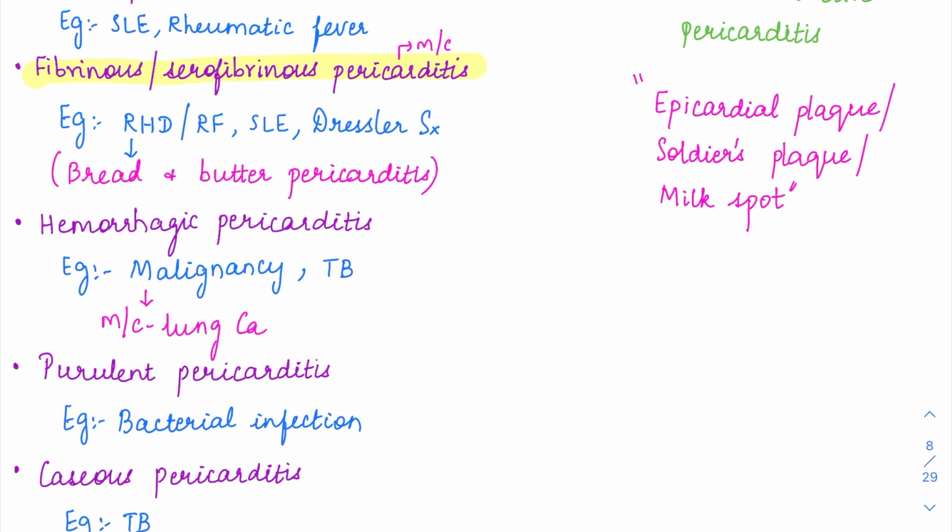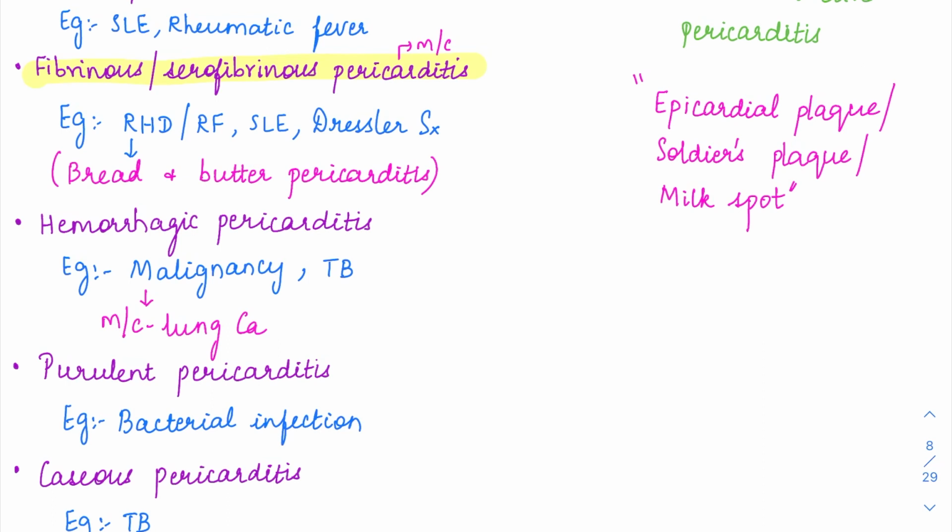So, what is this fibrin? Fibrinous material, some thread kind of material, will be seen along with the fluid in the pericardium. That is why it is called a fibrinous pericarditis. Some immune complex kind of disease will result in this kind of fibrin formation, which will give this thread-like appearance. The classical examples of this will be rheumatic heart disease, SLE and Dressler's syndrome.